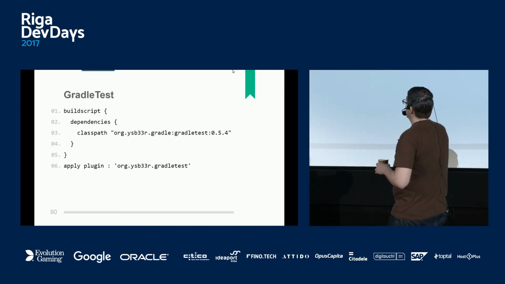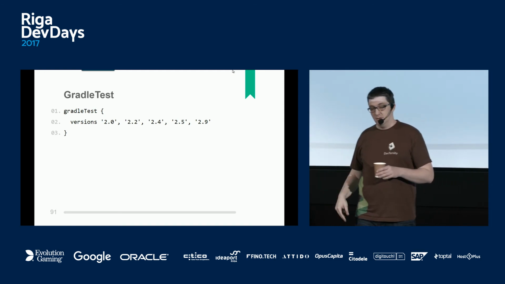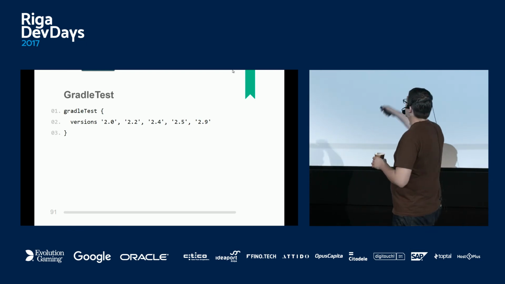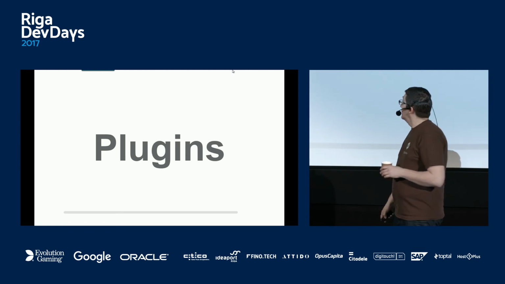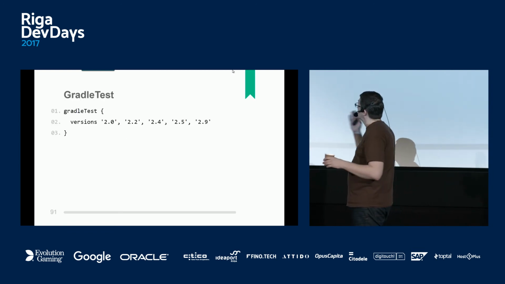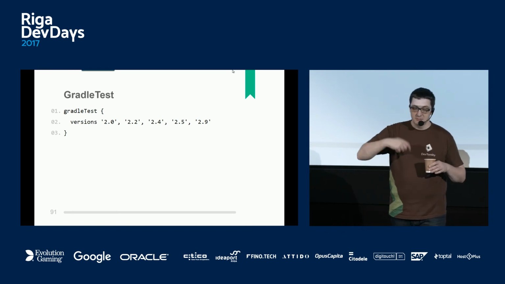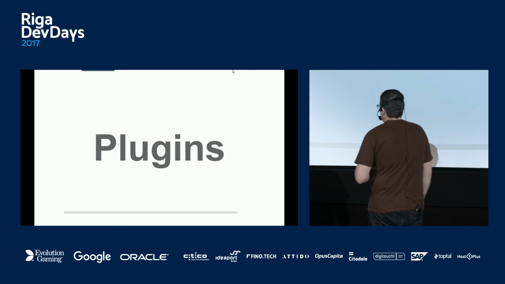So this is the way to import the plugin, and this is the way to configure the plugin. So you can say that I want to test my Gradle code against these versions, and this is the part of the Gradle build that builds the plugin. And I just run the Gradle test command, and it tries to download things and test them. So it's quite handy, I think, as well.